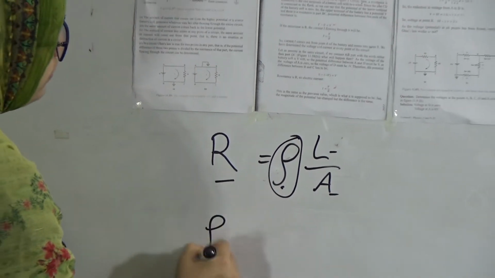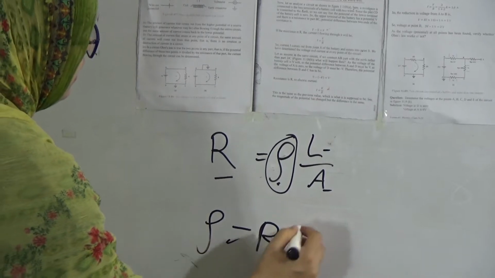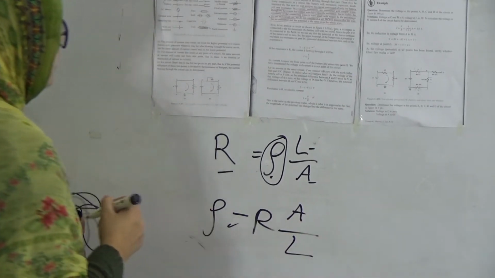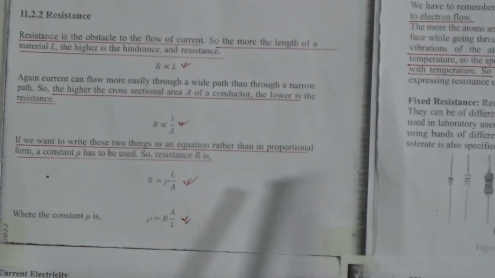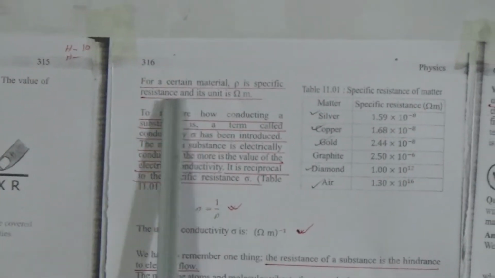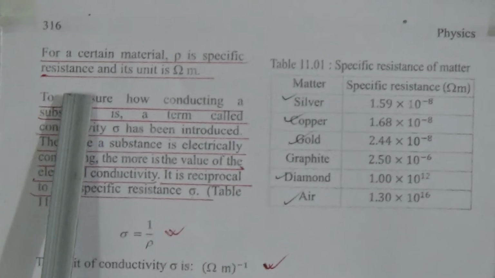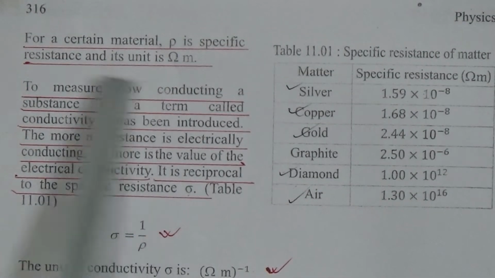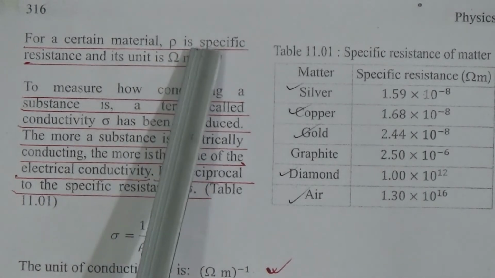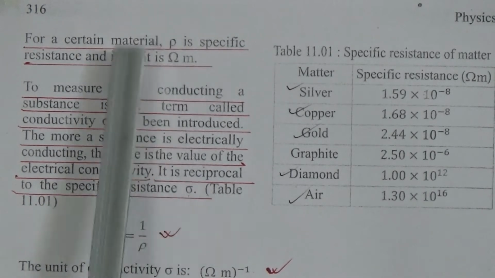So from here we can write rho equals R A divided by L. My dear students, here rho is constant. Now, you have to learn this formula. For a certain material, rho is the specific resistance and its unit is ohm meter. My dear students, the unit of rho is ohm meter.